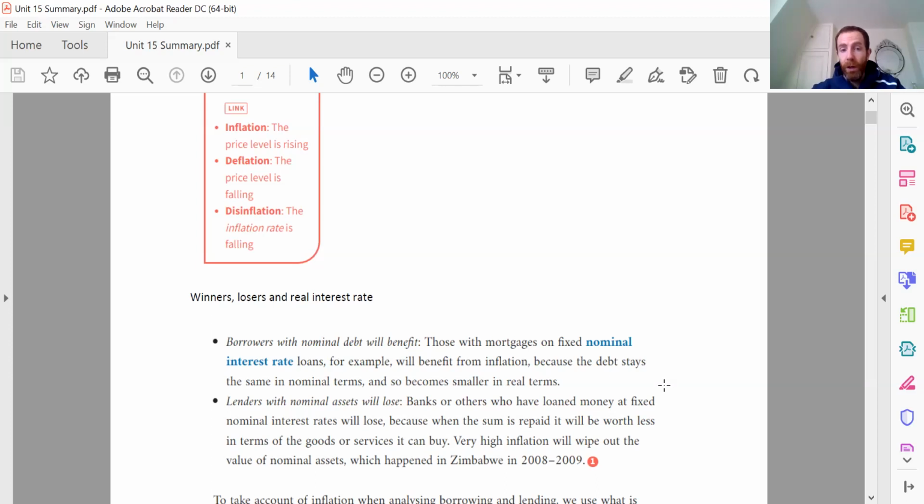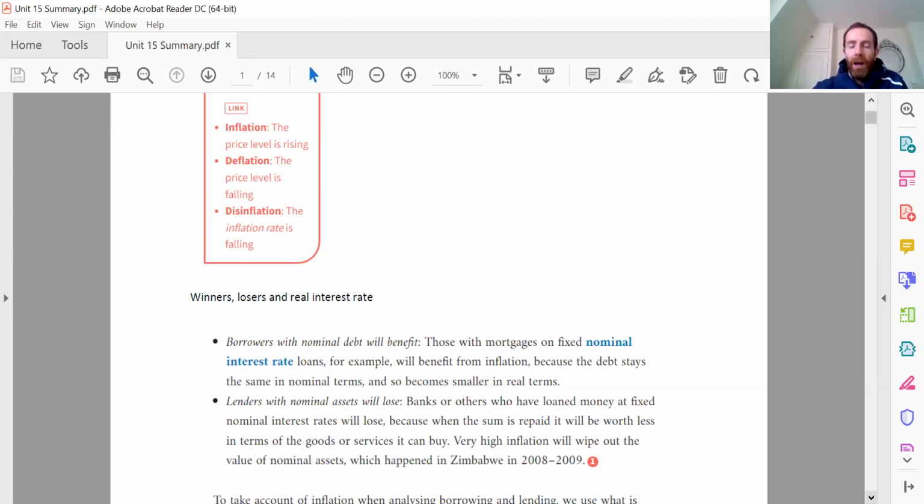Now, the people who lose will potentially be the people who are lending to them. So lenders who are lending nominal assets experience the opposite. The amount of money that they are getting back is becoming worth less and less every single year as prices are rising, and they're getting this fixed nominal amount back. That fixed nominal amount every year can buy them fewer and fewer goods. So that's a really simple example of some winners and losers.